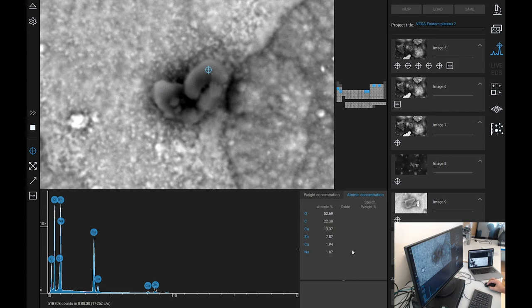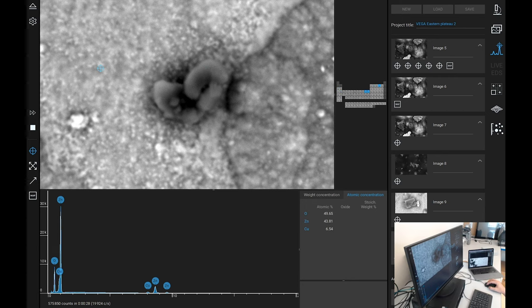And this spot is 52, 60, 72, 73, and then calcium 80. So basically, it's almost all carbon, oxygen, calcium. So this, I would conclude, is part of a blown up torus.